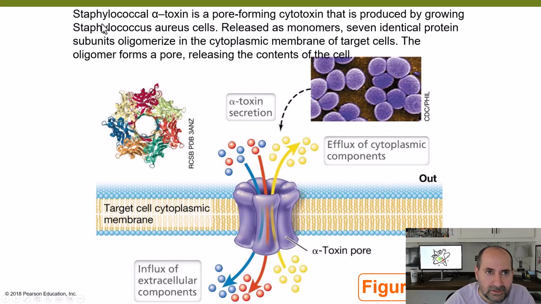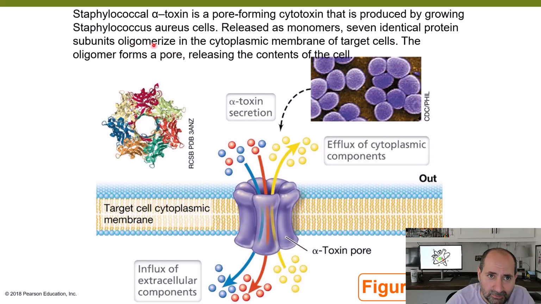How does it work? The staphylococcal alpha toxin is a pore-forming cytotoxin. As the cells grow, the Staphylococcus release these protein monomers. Then 7 identical monomers will enter the plasma membrane of the host cell, at which time they oligomerize, which means they pair up. 7 of these proteins pair up. 1, 2, 3, 4, 5, 6, 7.